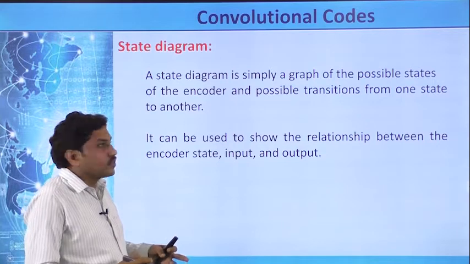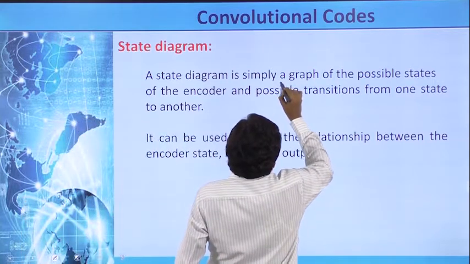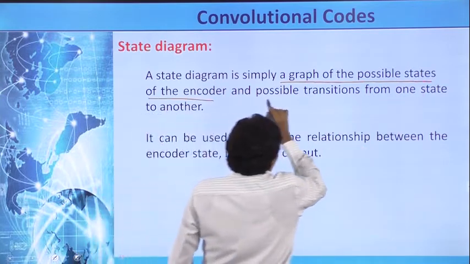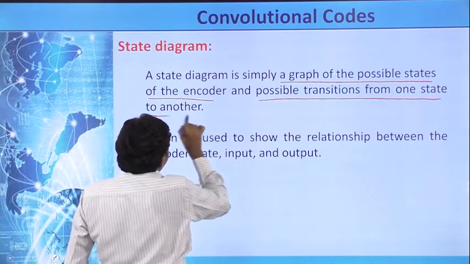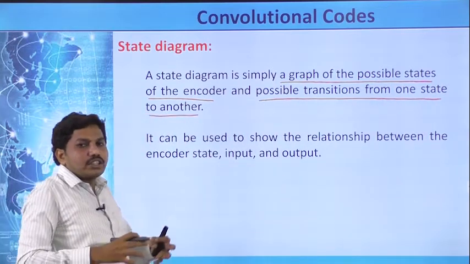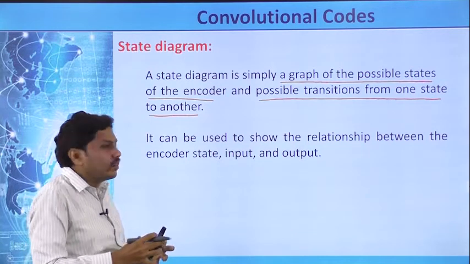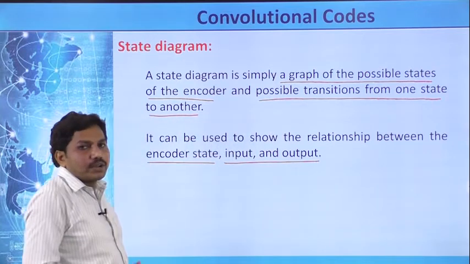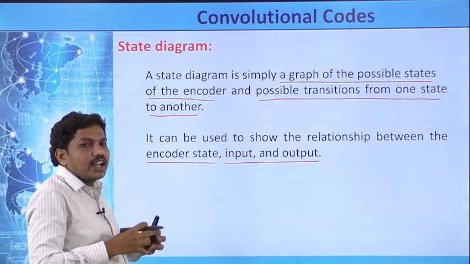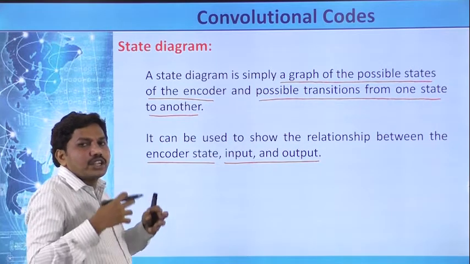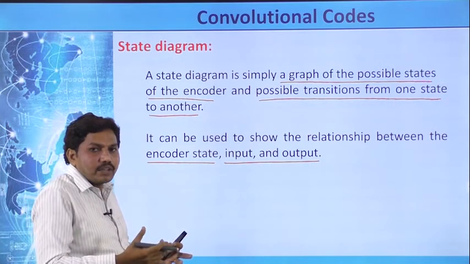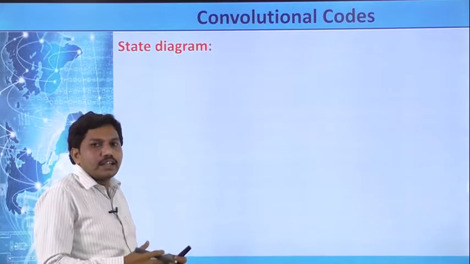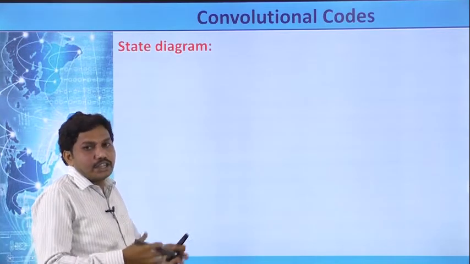The state diagram is simply a graph of the possible states of the encoder and the possible transitions from one state to another state. So it will give the relation between the encoder state, input and the output of the encoder. The state diagram is a graphical representation, and it gives the relation between encoder state, input and output of the convolutional encoder. How to calculate the number of possible states?